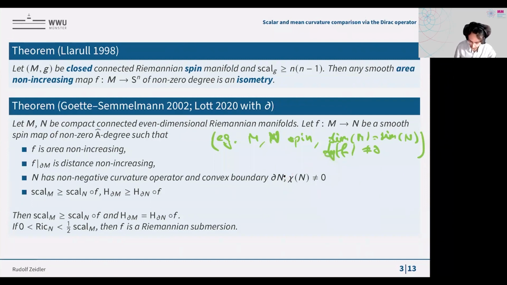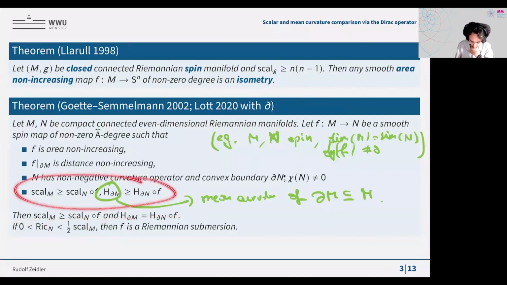And then you assume, like above, that you have a scalar curvature comparison situation where you bound the scalar curvature of M below by the pullback of the scalar curvature of the target along the map. And the same should hold for the mean curvature. So this is the mean curvature of the boundary inside of M. And if that happens, then this is an extremality statement: you actually cannot increase it any further. So in this case, you actually have equality. It's a typo here, it should be equality here, for both the scalar and the mean curvature.